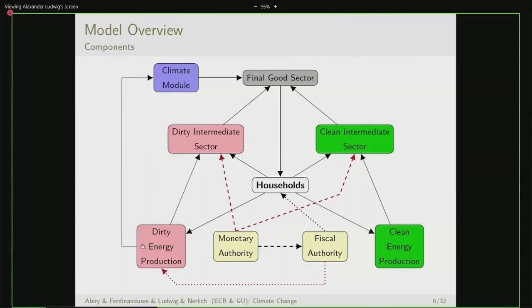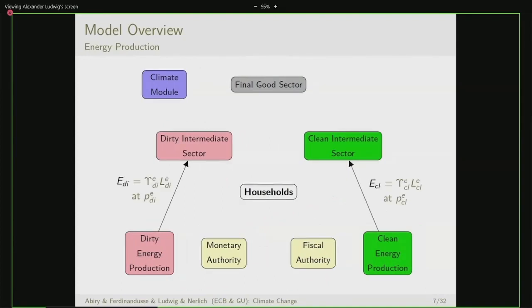The dirty energy production itself is going to lead, in the climate module of the model, and that's the integrated assessment model, through the emissions, to an accumulation of damages, and thereby to a temperature increase. In terms of equations, we are going to assume that the energy production takes labor and some productivity processes and comes at prices. And this is the same in the dirty as well as the clean sector of the economy.